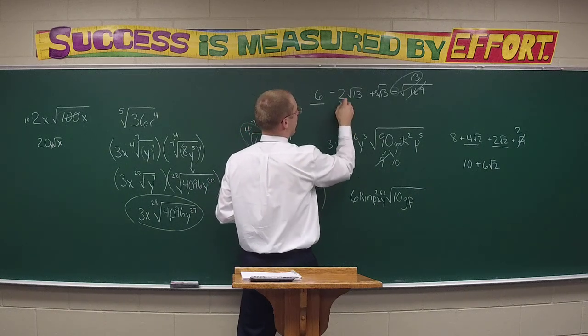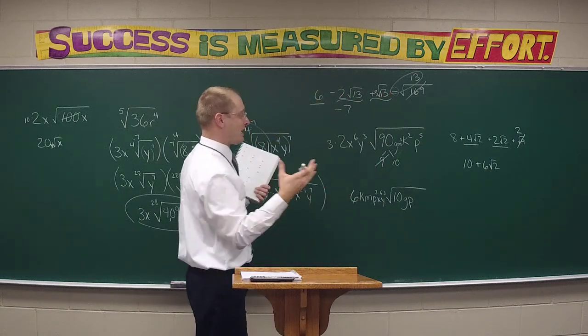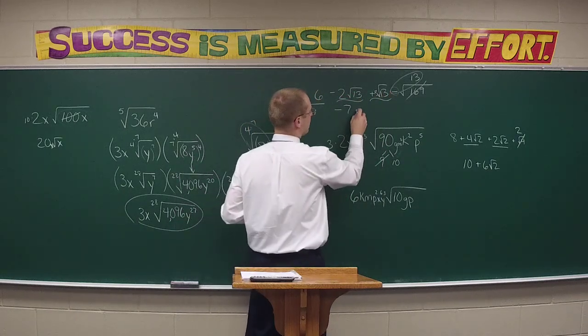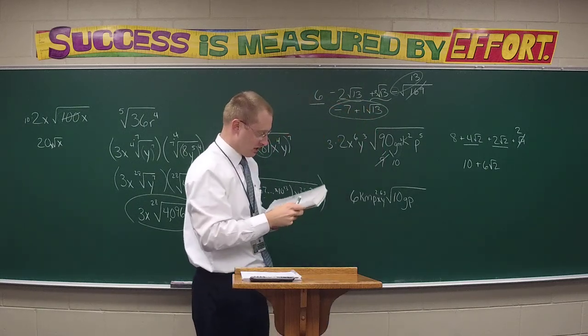Negative 7. And then when you combine the negative 2 square root of 13 and the positive 3, again, we're not multiplying, we're adding them together. So there we go. This is the answer we should have had. So just a couple little things happened there.